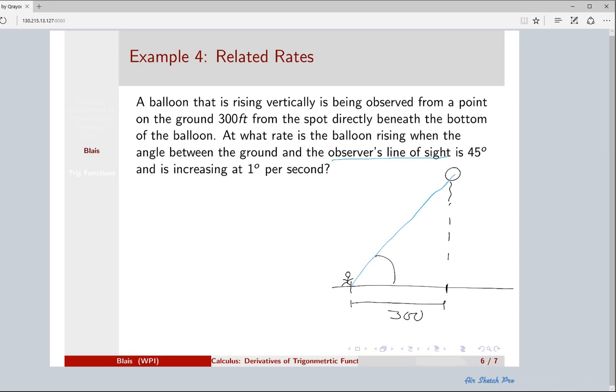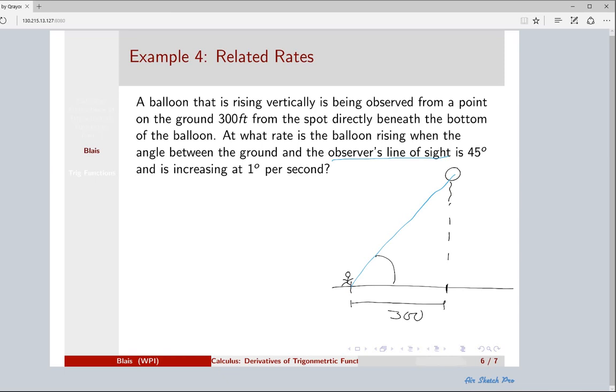So we're asked a question, at what rate is the balloon rising when the angle is 45 degrees and we have a rate that the angle is increasing? So the first thing we need to do in a question like this is set up a mathematical model. So we need to think about variables.